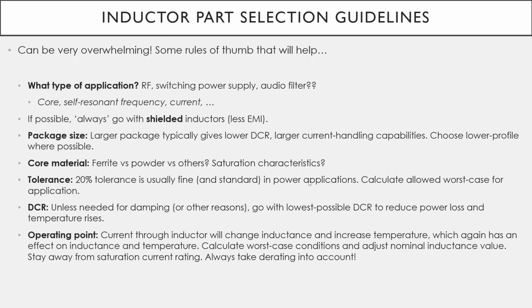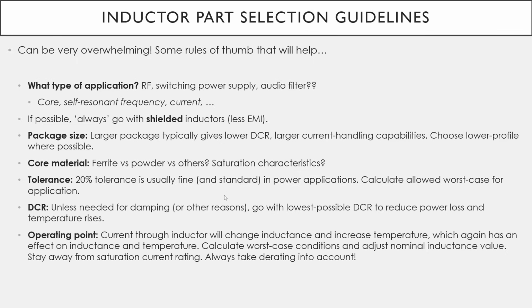Core materials, and please refer to the document in the links in the description box. You might want to go either with a ferrite or powder or other type of core, depending what properties you need. Also with respect to saturation characteristics, ferrites typically have a far more aggressive saturation characteristic than powder cores. In terms of tolerance, you will mostly see 20% tolerance, or maybe even worse, tolerance inductors, which is usually fine and standard for power applications, but do calculate the allowed worst case for your specific application.